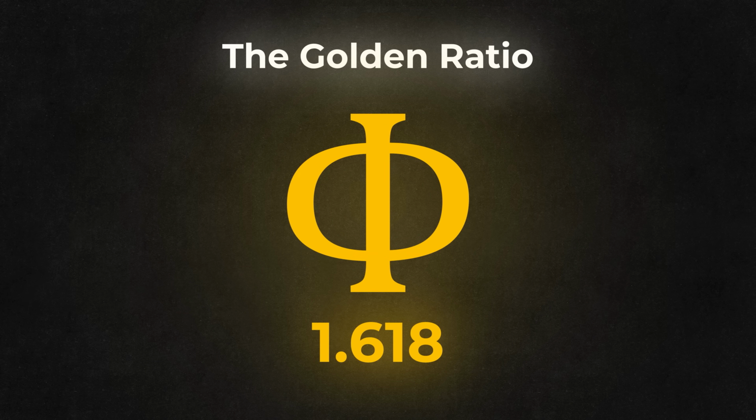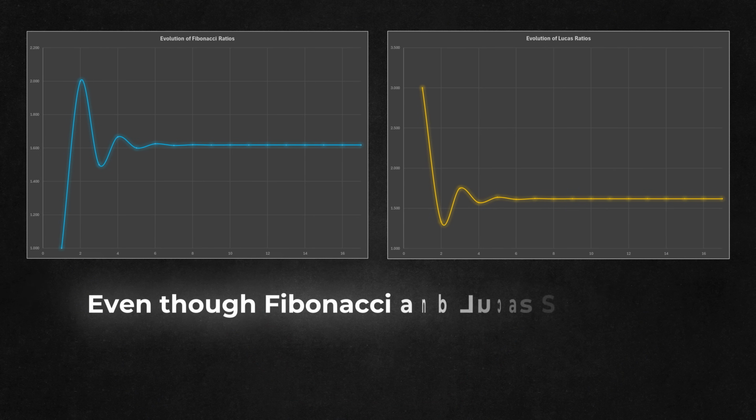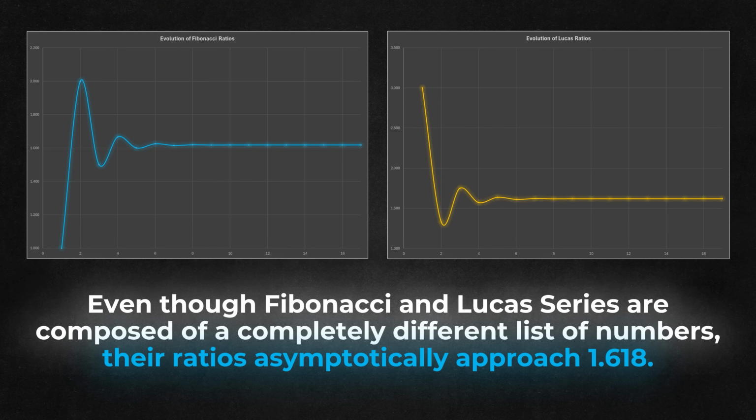As it turns out, the same behavior can be found in the Lucas sequence. This is a unique phenomenon because the Lucas sequence is composed of a completely different list of numbers in comparison to the Fibonacci sequence. In mathematics, this means that the ratios in the Fibonacci and Lucas series asymptotically approach the ratio of 1.618 as we go to infinity. After the initial dampening effect, no matter which pair of adjacent numbers you choose to calculate the ratio, either in the Fibonacci or Lucas series, the result will always be 1.618.